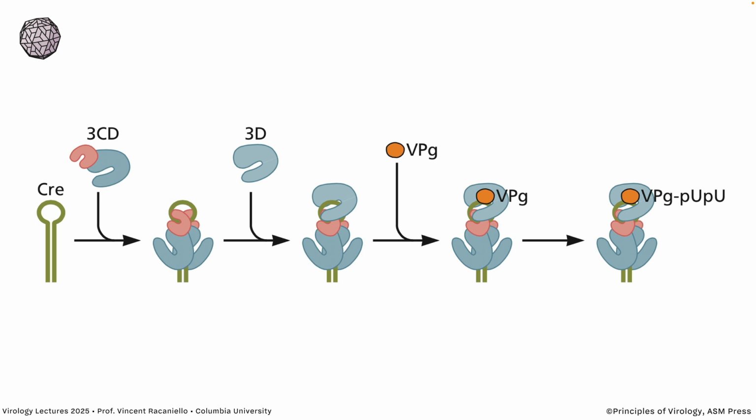So the Cre element is that little stem loop I showed you in the genome. And a couple of molecules of polymerase bind to this stem loop. And then VPG comes in, and the polymerase adds two U's to it. So this loop here at the top of Cre is full of A's, and so they serve as a template for addition of U. So VPG is a protein. We add UU, two U's to it. This is now going to be the primer for RNA synthesis.